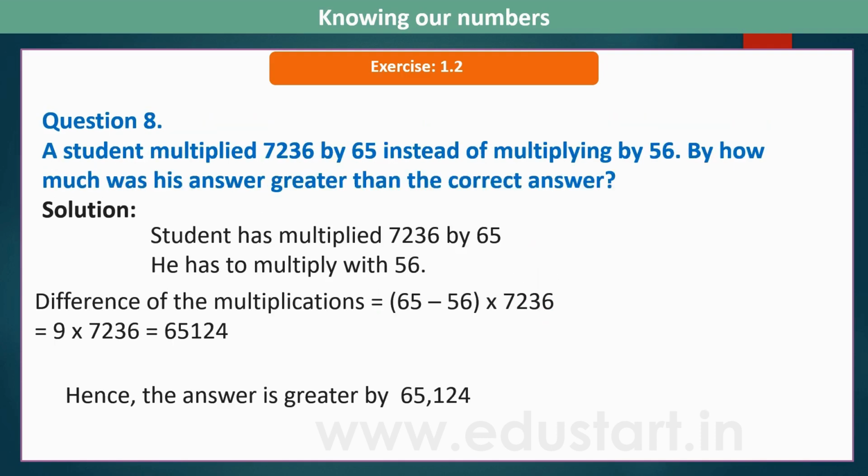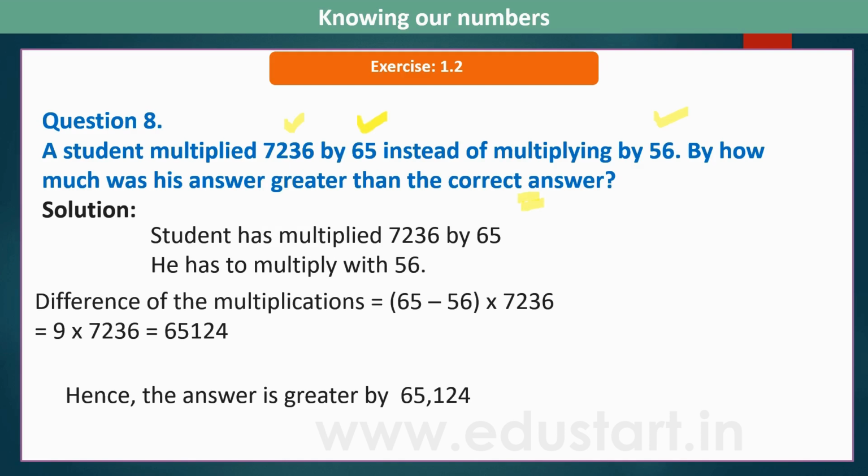A student has multiplied 7236 by 65 instead of multiplying by 56. By how much was his answer greater than the correct answer? So what is the correct answer? The correct answer should be what we get if the student has multiplied 7,236 by 56. But instead of that, what has the student done? He has multiplied 7,236 by 65. Now what should be the correct answer and how much is his answer greater than the correct answer?